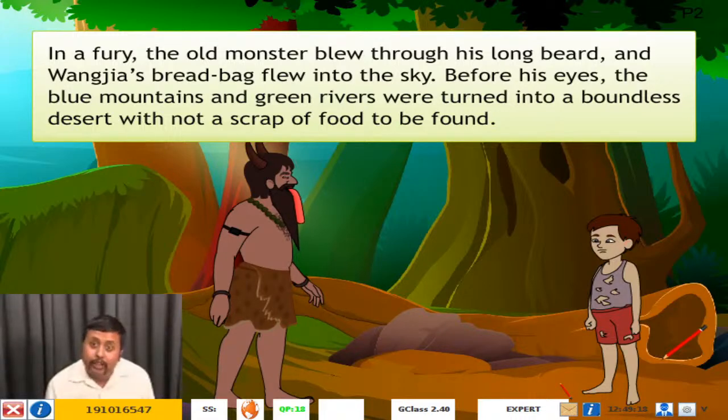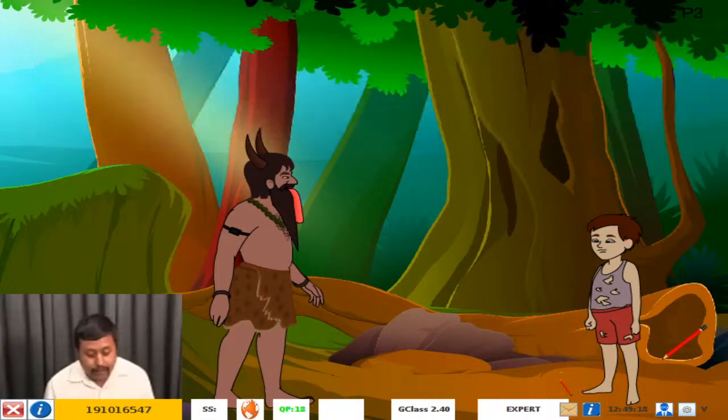So now, do we have some special words here? ইয়াত কিবা special words আছে নেকি আমাৰ কাৰণে? First up, blew through, then flew into the sky, then turned into, and then not a scrap of. So এইকেইটা কি হল? These are the special words for us. এইকেইটা আমাৰ কাৰণে special words হয়. So what are we supposed to learn from this one?